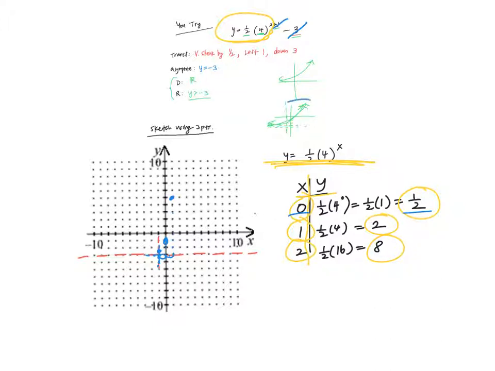Okay, again, I know this is what my sketch looks like, so I can follow that. It's an exponential growth function that's been shifted. There's my final answer.